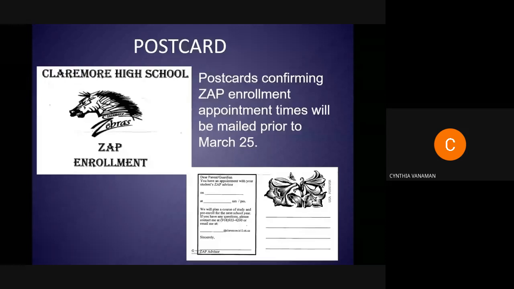You will receive a postcard confirming the ZAP enrollment appointment time, and that'll be mailed out prior to March 25th. We typically mail those out the week before spring break. Please make sure that the school has the correct address for you, because we get those addresses off of WinGage. And if that has not been updated in WinGage, we aren't going to have a correct address.